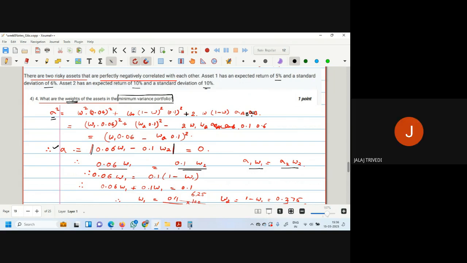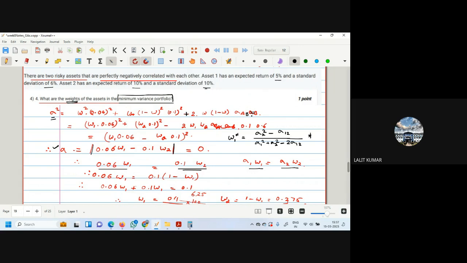Sir, can we find the weights W1 and W2 by the minimum variance formula for weights? Yes, you can do that also. What I'm trying to show is that in case we forget the formulas, we should still be able to come up with the solution. Otherwise, immediately you can do it: W1 star will be equal to sigma 2 squared minus covariance of 1, 2, divided by sigma 1 squared plus sigma 2 squared minus 2 sigma 1, 2. From here also we can do it.